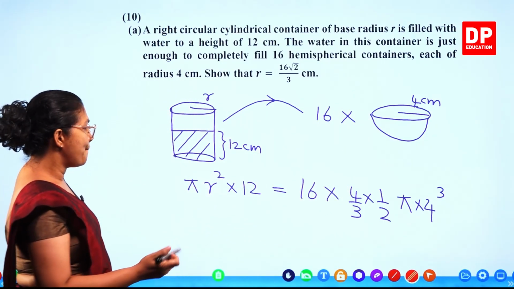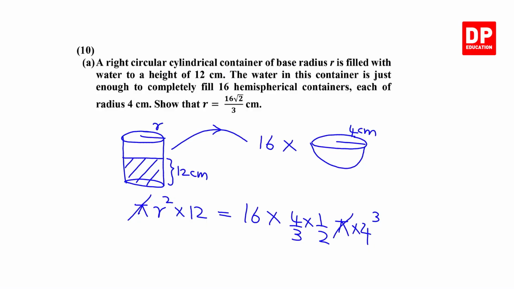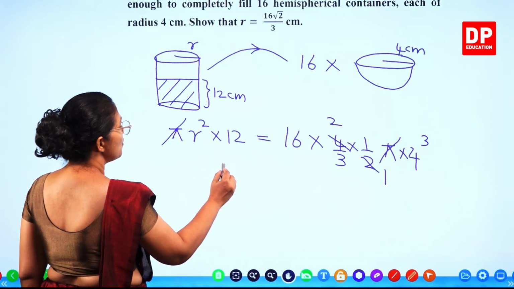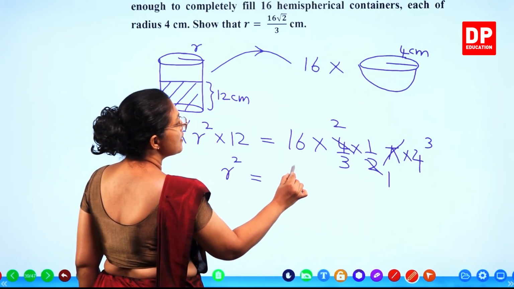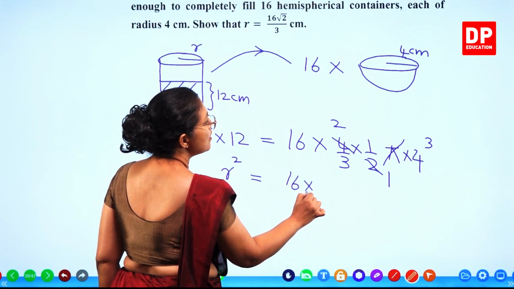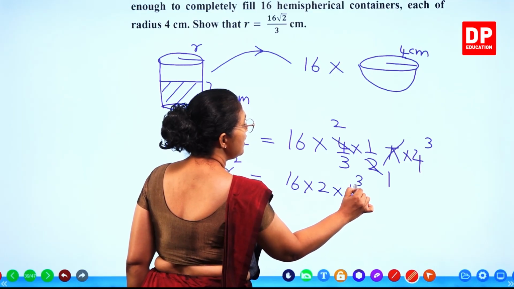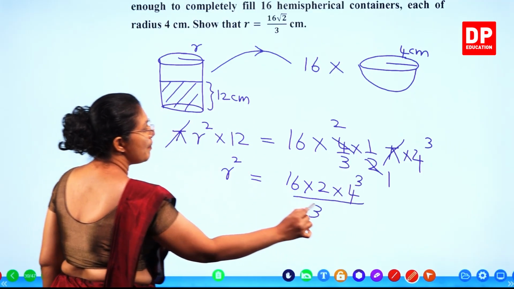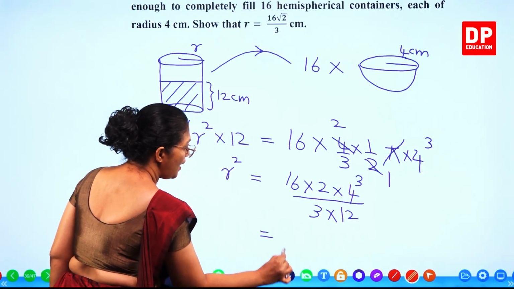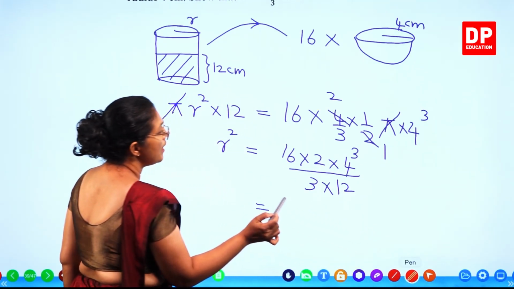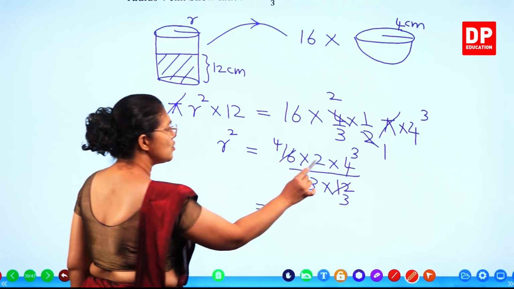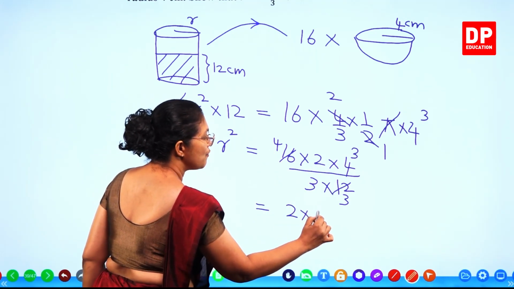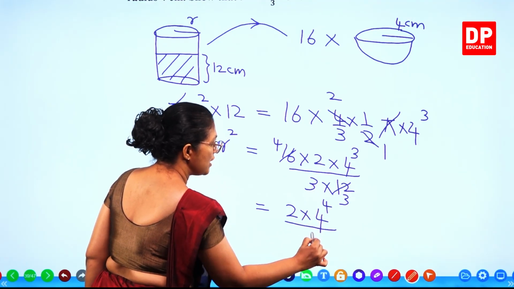Let's simplify. Pi gets cancelled out. Again this 2 and this 4, you get 2 here. Now we'll make r squared the subject. R squared is equal to 16 times 2, 4 to the power 3, and 3 here, divided by 12. Now simplify. You get 4 times 4, 4 times 3. So we can write 2 and 4 to the power 3 and 4, you get 4 to the power 4 over 3 times 3, 9.